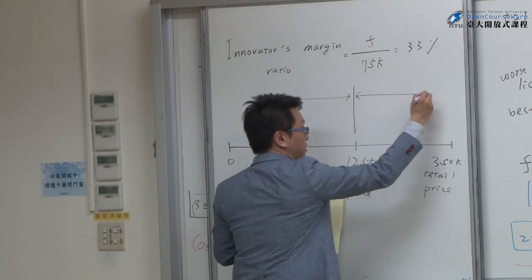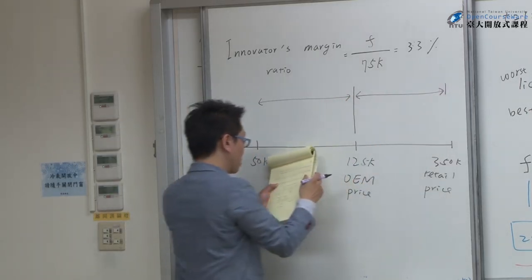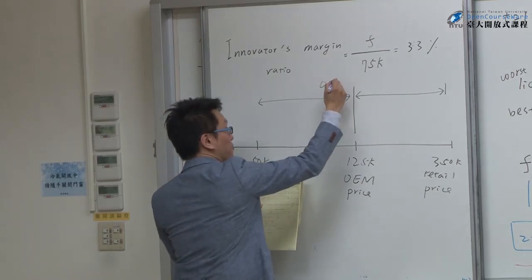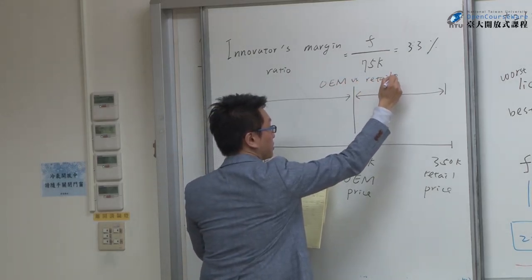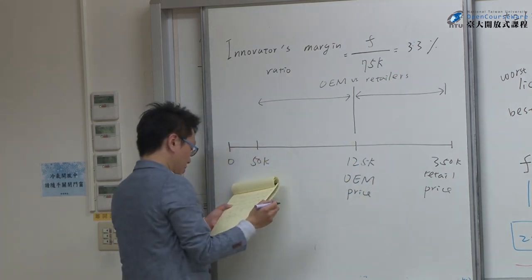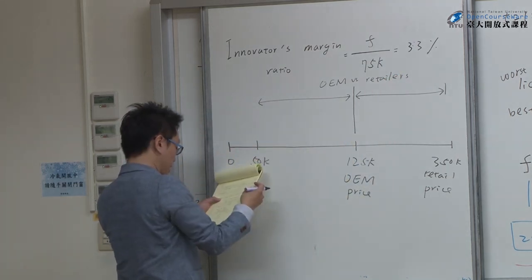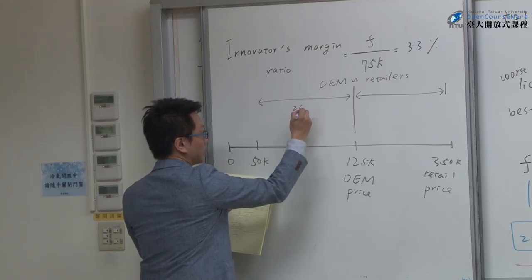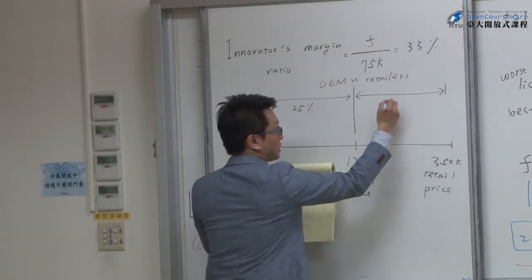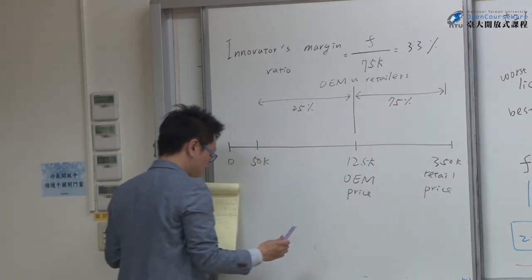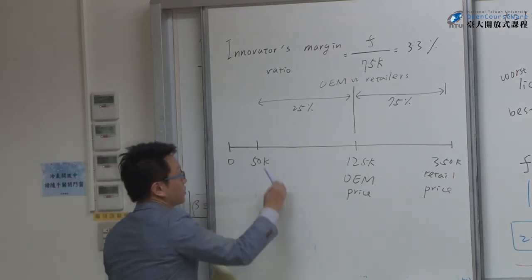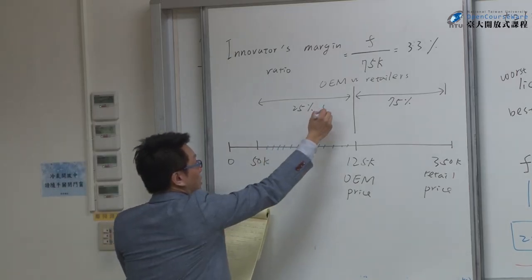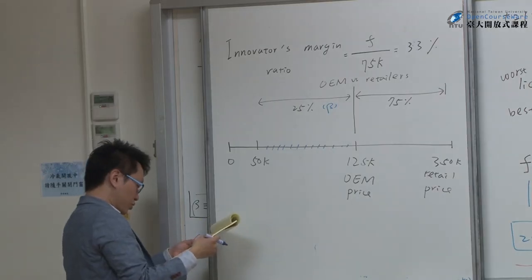The first bargaining in our model is OEM bargaining with retailers. In this bargaining, OEM gets 25% here. Retailer gets 75%. And now we move to the next stage of bargaining. And this is beta for OEM's margin.